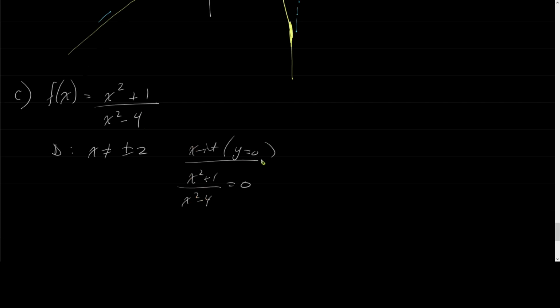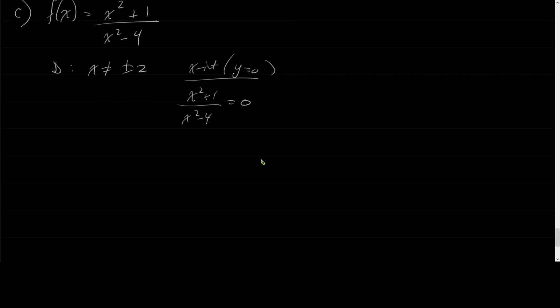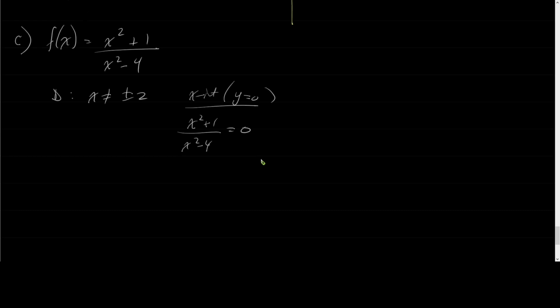And at that point we say, well, we've got a fraction equaling 0. The only possible way for a fraction to equal 0 is if the numerator itself is equal to 0. So x squared plus 1 equals 0. No solution, because x squared is equal to negative 1. We know that's not possible, because any real value squared is at least 0, right?